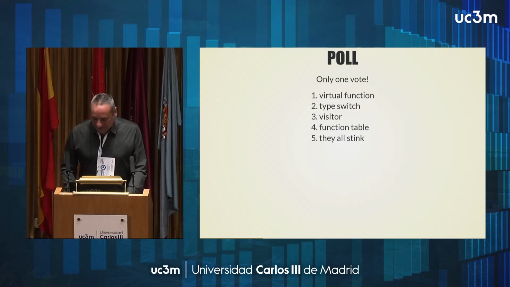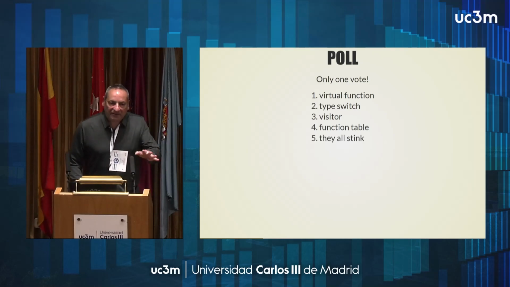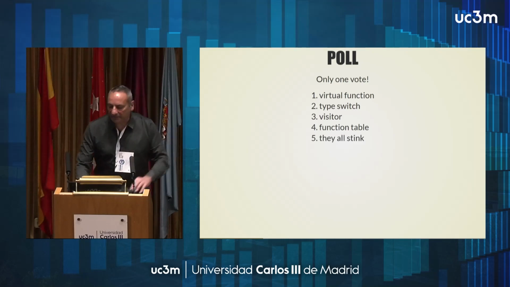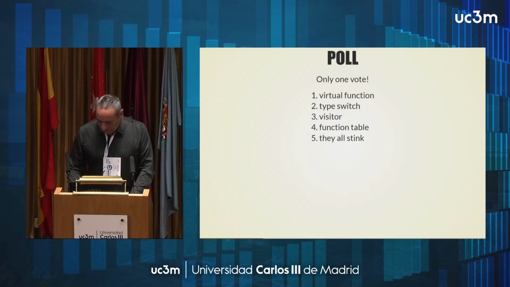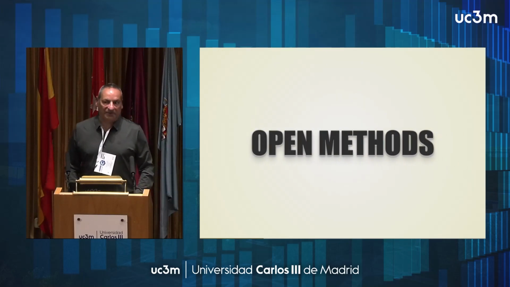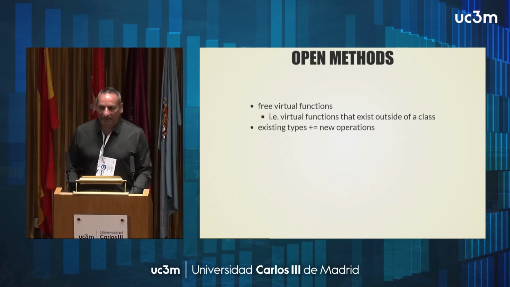So what's the alternative? In some languages like C#, they have extension classes. In Java, they have libraries that implement aspect-oriented programming. All those are solutions to the expression problem. And one of them is actually quite an old solution. It's called open methods. So what is an open method?